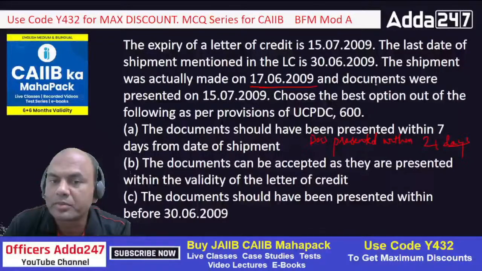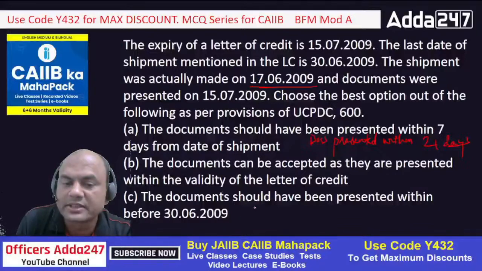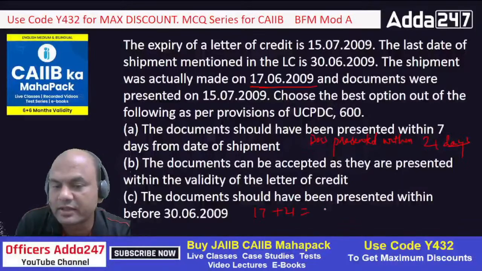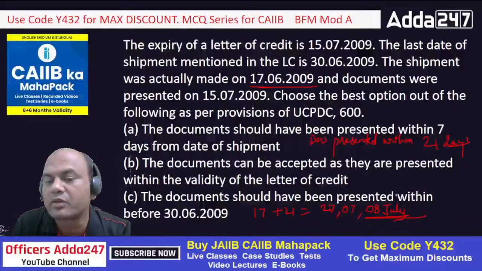And the documents were submitted on when? 15/7. So when were the documents to be submitted? Just count 17/6 plus 21 days. So it becomes 27/6, then 07 next month, and then 08, one day. So 8th July. Before this date, the documents were to be submitted to the bank.